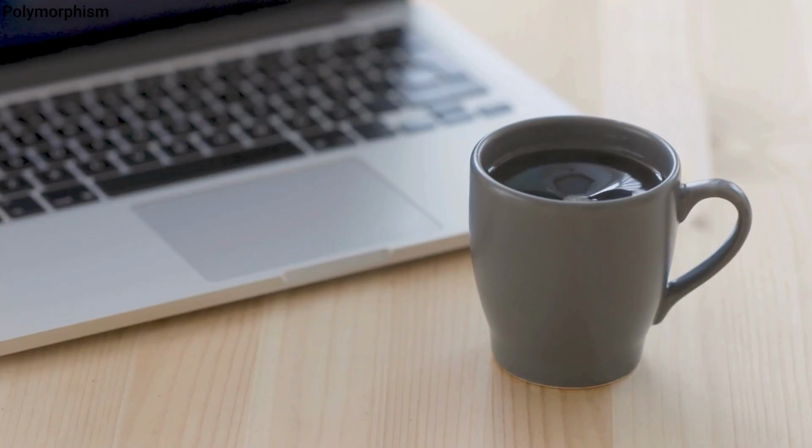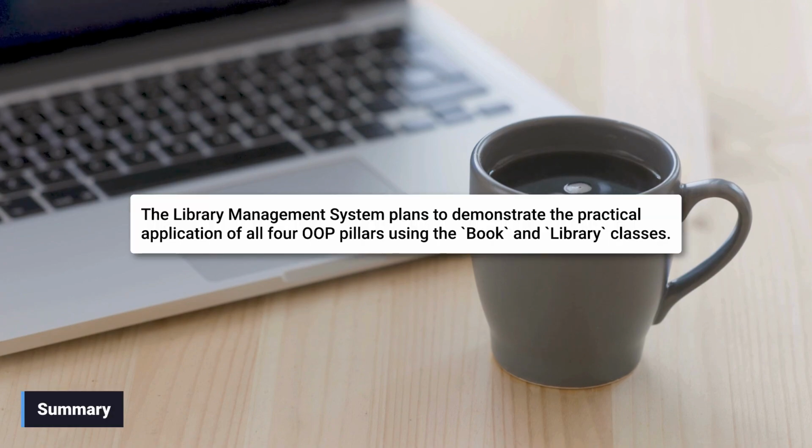We will use polymorphism by designing a method, maybe get_details, that behaves differently based on whether it is called on a regular book, an ebook, or an audiobook object. We will use abstraction to define a common interface for all types of books, ensuring they all implement necessary methods, regardless of their specific type.